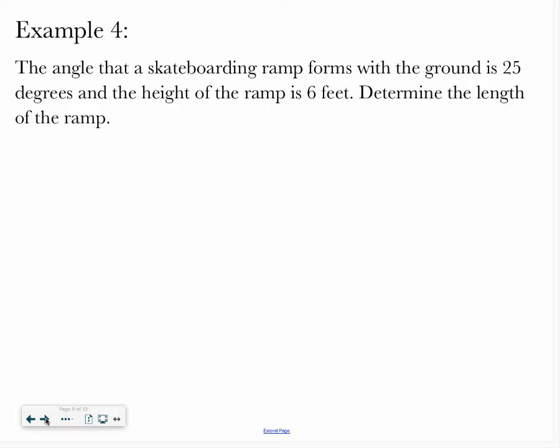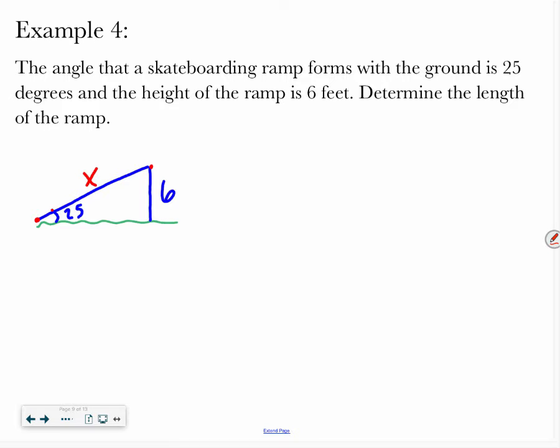All right, example 4, we have the angle that a skateboarding ramp forms with the ground. Okay, so I'm going to draw, I have my ground. I'm going to have a blue ramp because that sounds fun. So the angle that the ramp forms is a 25 degree angle, and the height of the ramp is 6 feet. So the height is 6 feet. And I want to know what the length of my ramp is. So I want to know how far it is to go up the ramp.